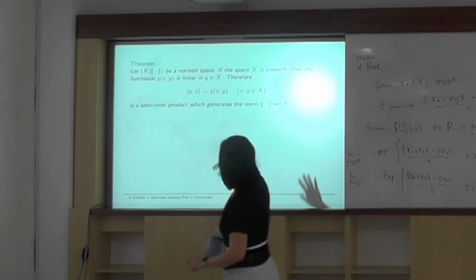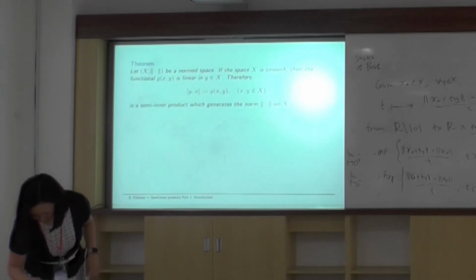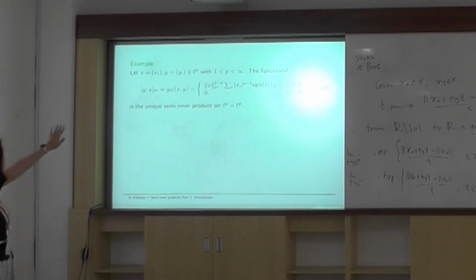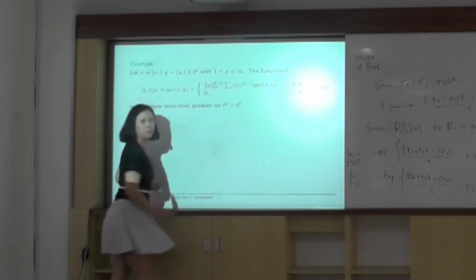All right. So that is that, and I will just give you two more examples, and I can close. My plan initially was to prove this, but it doesn't matter. I can just give you some hints to prove it. So in little L_p, how does the semi-inner product look? If x is 0, it is 0. If x is not 0, this is how it looks. The norm of x to the power 2 minus p, and then inside the summation, you have the absolute value of xi raised to p minus 1, sign of xi, yi. I say this for p between 1 and infinity.